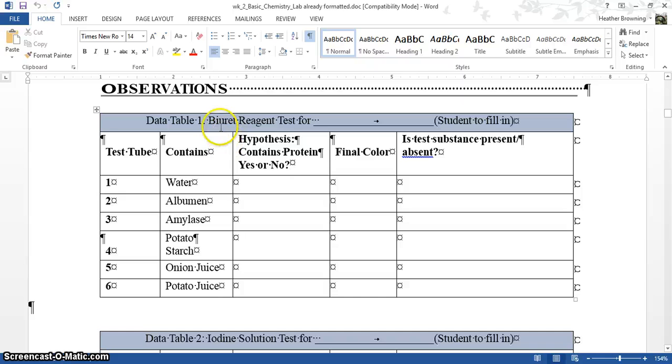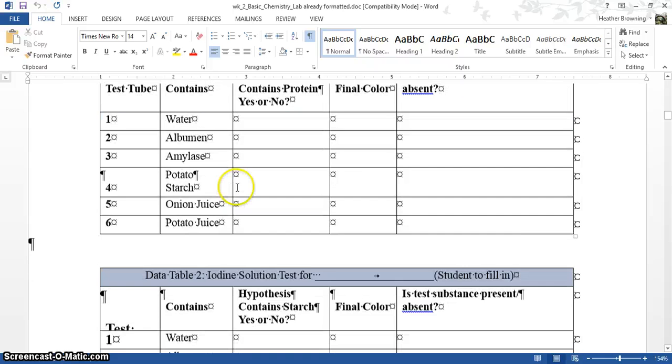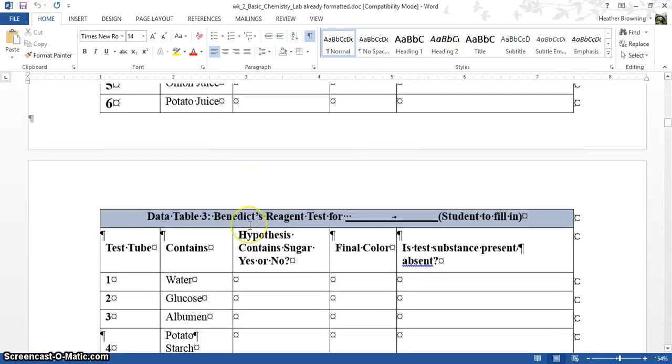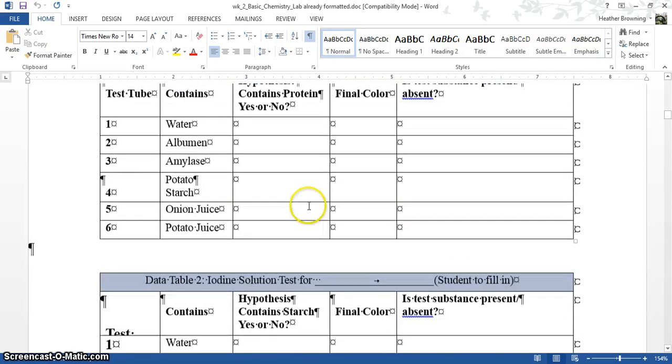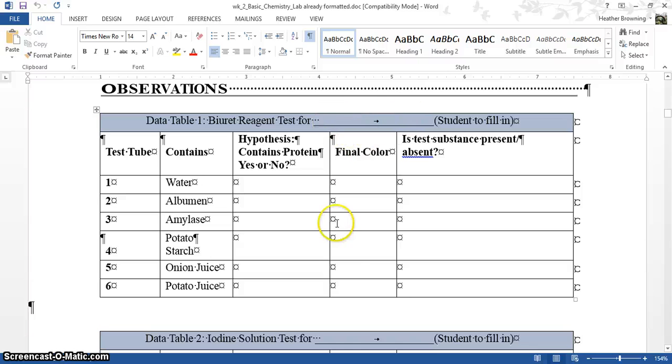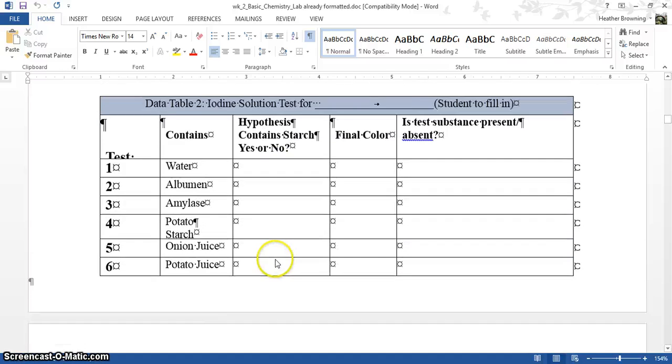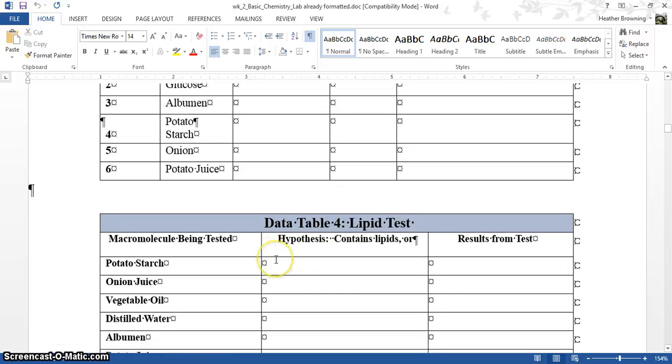So this is your, I'm going to say Biuret reagent. This is your iodine solution, your Benedict's reagent. Oh, and then you want to say, what are you testing for? Put that up here. It will just help you remember. And then we go through Benedict's, same kind of thing.